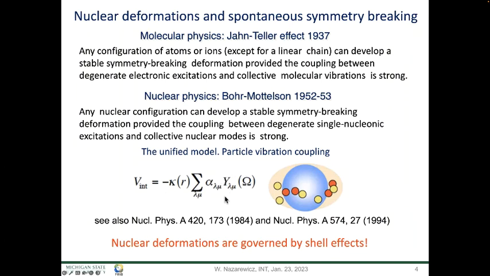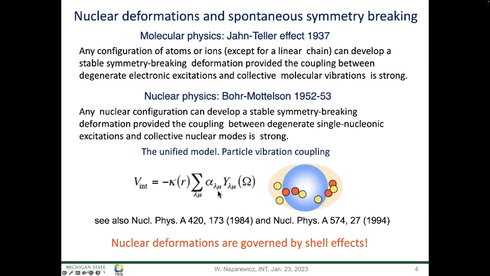So this is the multipole moment of a single nucleon, a valence nucleon, and this is the collective coordinate representing nuclear vibrations. This coupling can sometimes be strong, so strong that the vibrating system becomes statically deformed, okay? And this was the Bohr-Mottelson explanation of nuclear deformation, which then led to the Nobel Prize.